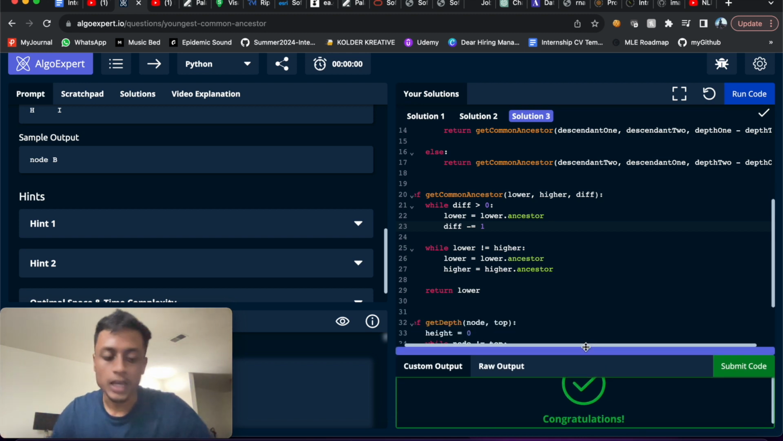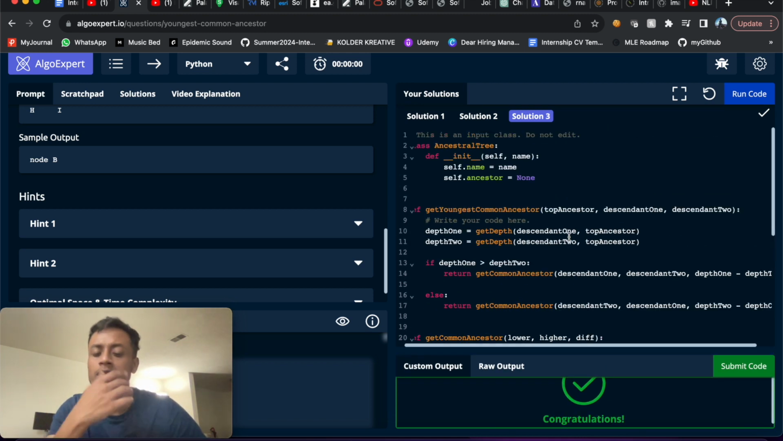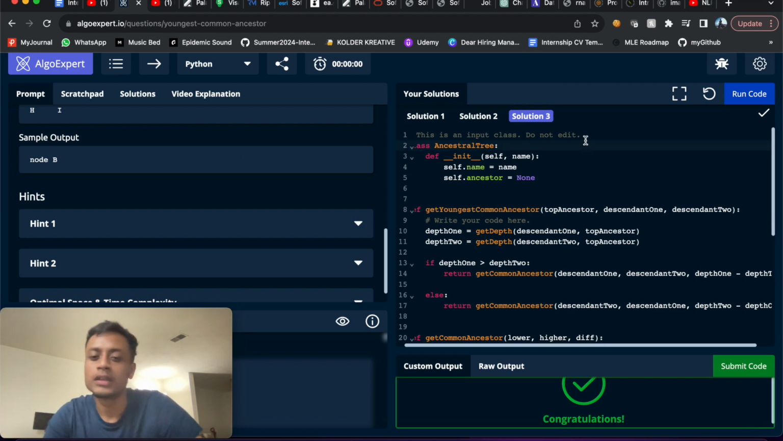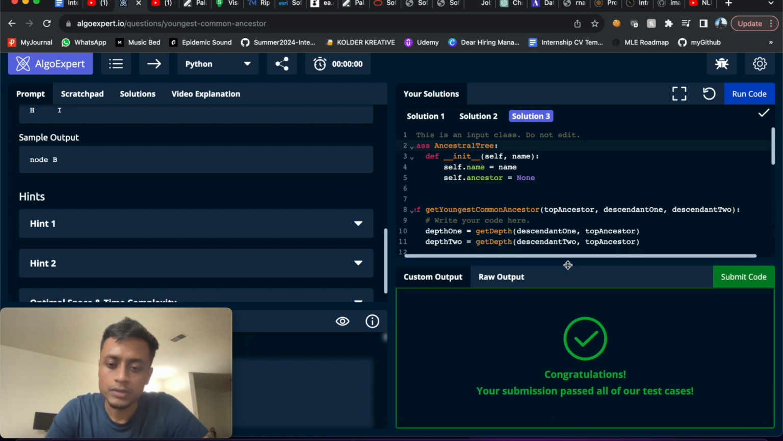The time complexity of this is, you have to iterate it d times, where d is the depth of the lowest node. So this is a solution of O of d, where d is the depth of the lowest node. So that's the complexity analysis for this question, and we're done.